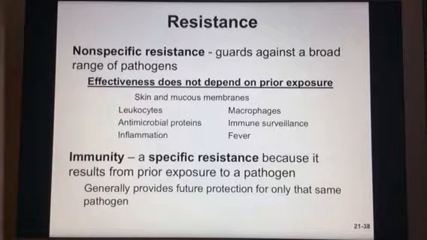So non-specific resistance means we're guarding against a broad range of pathogens, so not being specific, and so the effectiveness of this guard doesn't depend on prior exposure to a specific pathogen. It basically means we're just going to keep out everybody, not being specific to a certain type of pathogen.